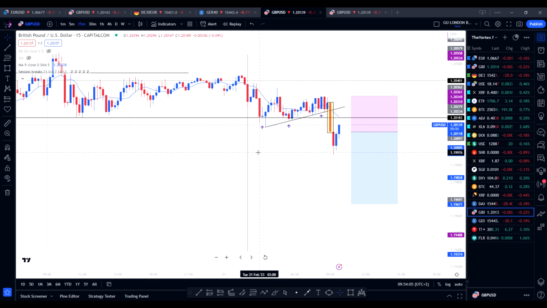I am the Vortex Trader, and today we are looking at a breakout on GBPUSD in the 15-minute time frame. So let's just jump right into these charts.